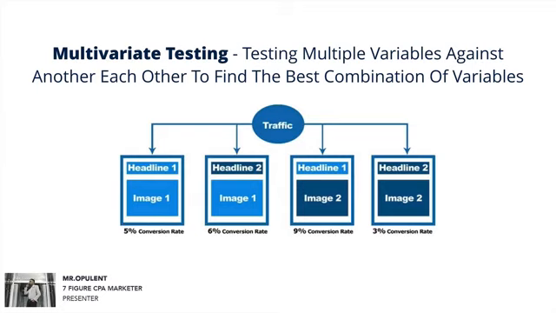Now, with multivariate testing, this is where you're going to be testing multiple variables against each other to find the best combination of variables, okay? So whereas A/B testing is one variable against another variable, multivariate testing is testing combinations of elements against each other to find the best combination of multiple elements, okay?